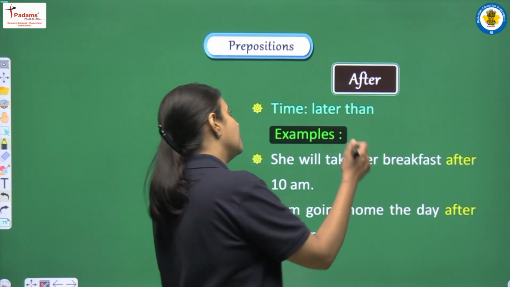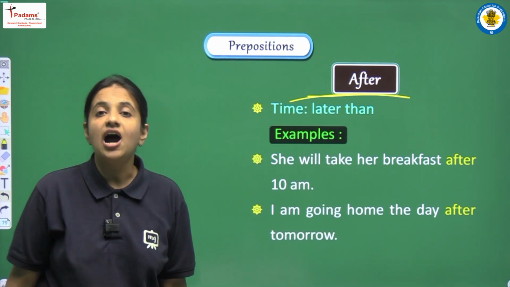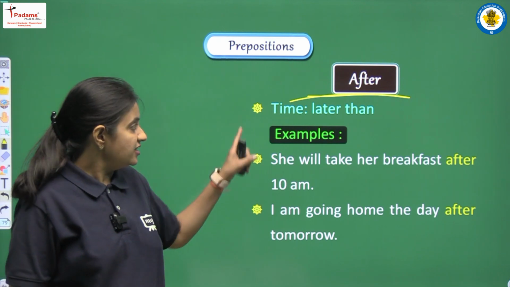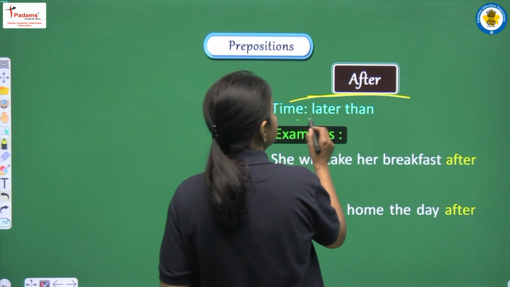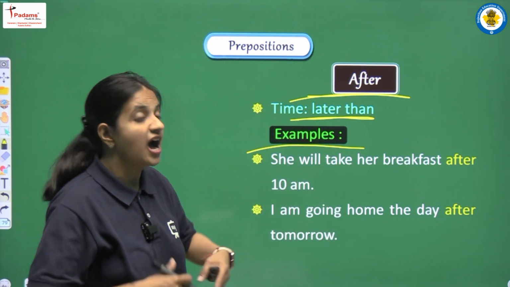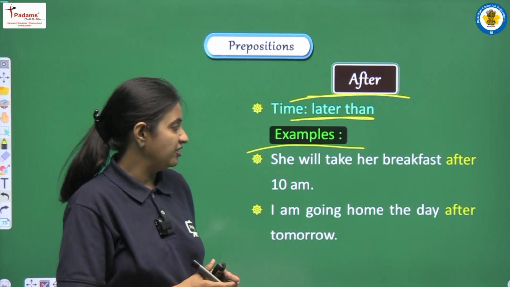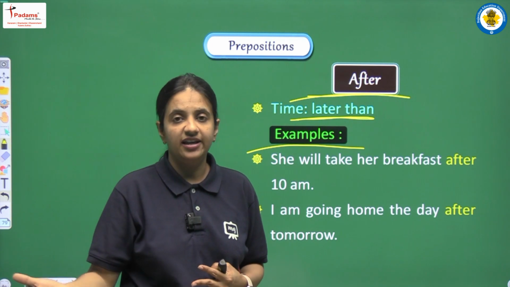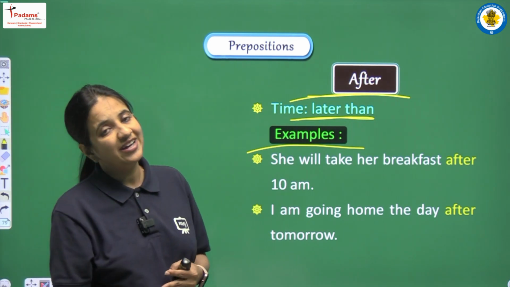Moving on, we have another new preposition in front of us, that is "after". So let's see. It is used to show time, but how does it show time? It means later than. Let's see the examples. She will take her breakfast after 10 a.m. So here we are saying that she will take her breakfast only after 10 a.m., when it will be 10 a.m. After that time she will have her breakfast.